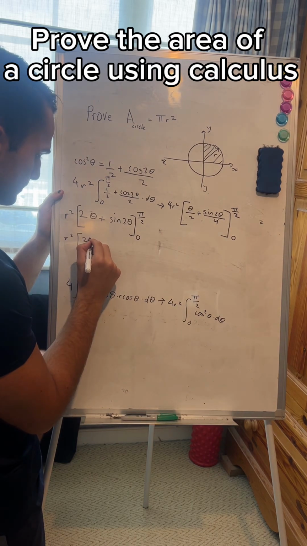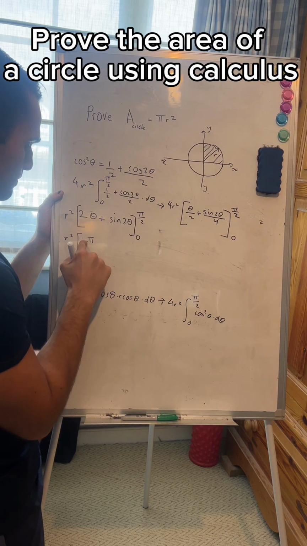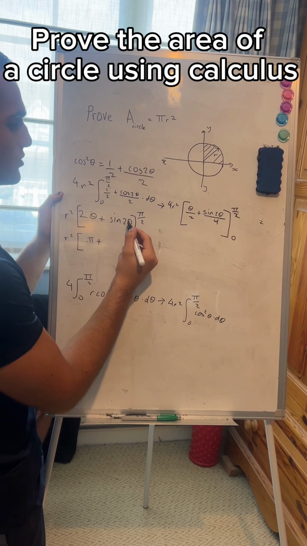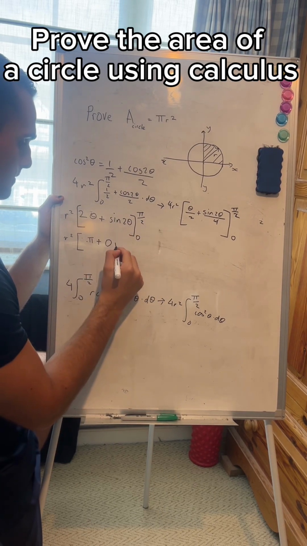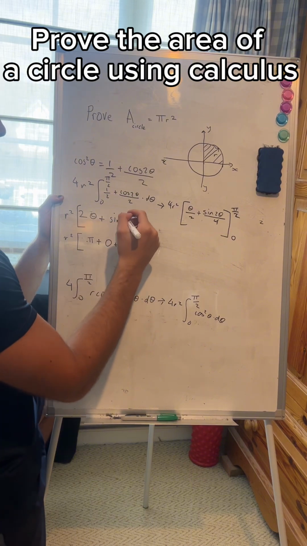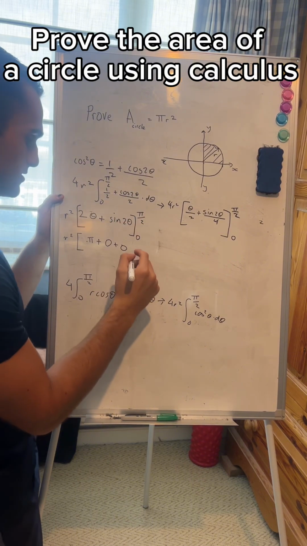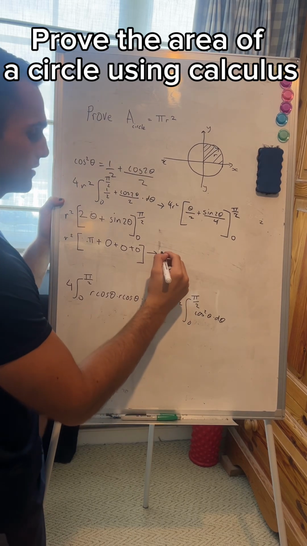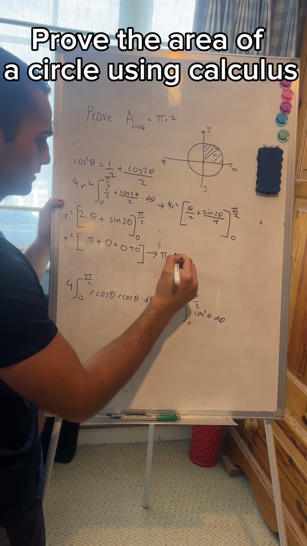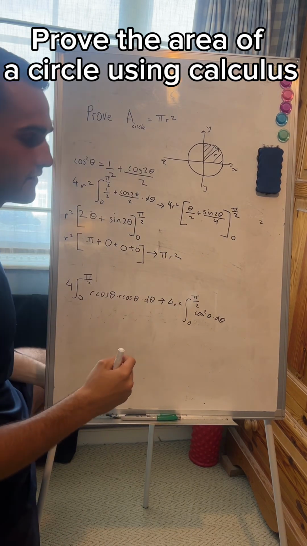So r squared is going to be times 2 times pi over 2, which is just pi. Plus sine 2 theta, so sine pi is just 0, and 2 times 0 is just 0, which is going to leave us with our famed pi r squared, which is that area. Very nice.